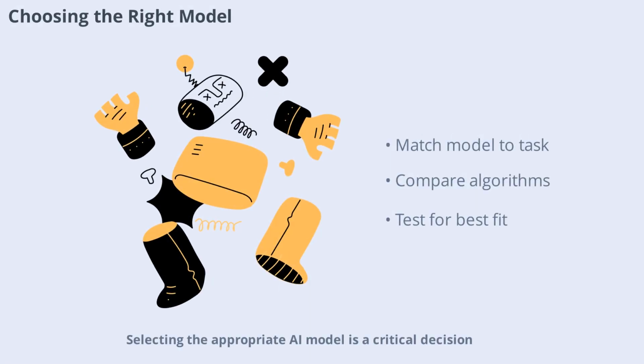Selecting the appropriate AI model is a critical decision. The choice depends on your problem type and data. For tasks like image classification, convolutional neural networks are popular, while natural language processing often uses recurrent or transformer models. Evaluate different algorithms and consider factors such as accuracy, speed, and resource requirements. Experiment with several models before settling on the one that best fits your needs.